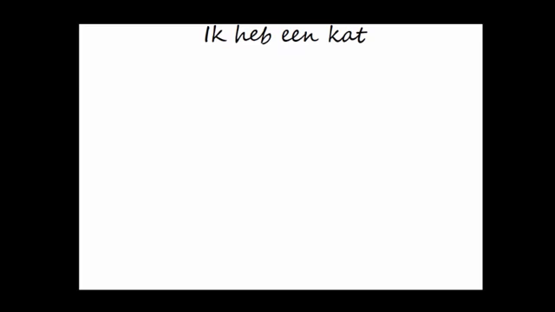Een is like the English a or an. In Dutch language, we only have one word. It's een. So, every word goes with een, while in English, it's like a and an. So, een. Kat, a cat. Ik heb een kat.